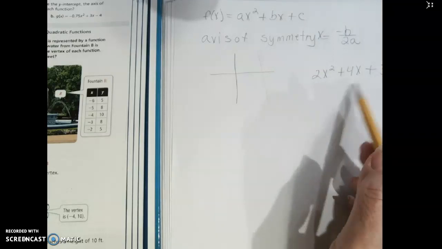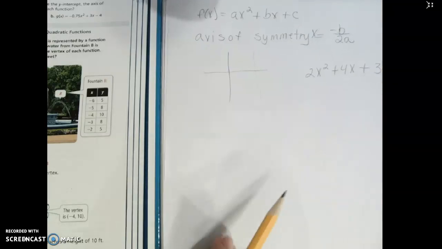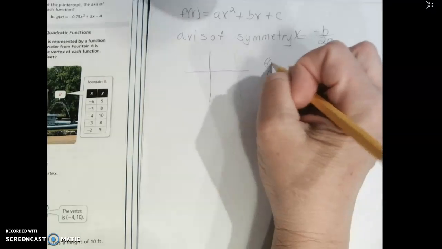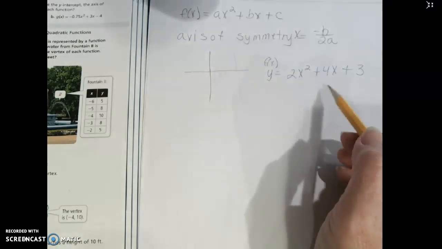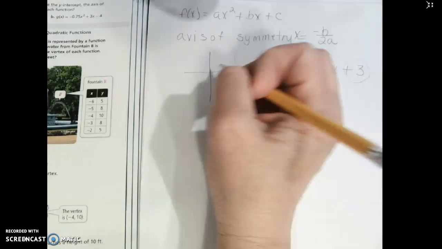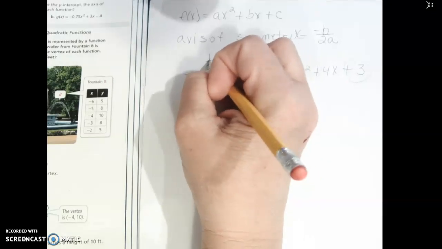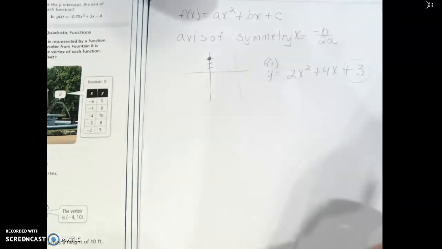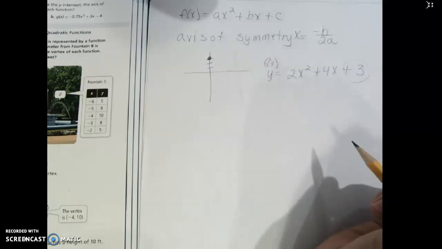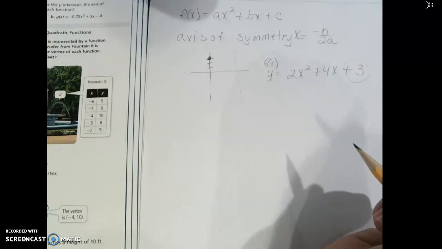When I look at this, this is in standard form. I'm going to say y equals, or of course f of x equals. I know right here, because of the plus 3, that is where it's crossing the y-axis, so that would be right here at the point 0, 3. I just know it hits there someplace. The next thing I need to know is the axis of symmetry, because that's going to tell me where my vertex is. That's where my turning point is.